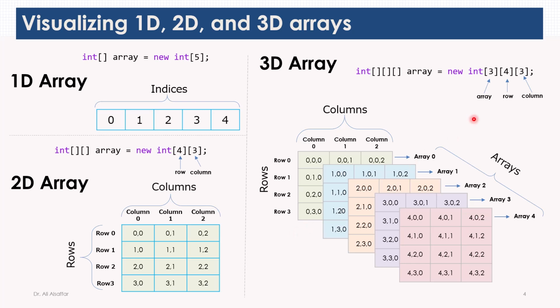Another way to visualize three-dimensional arrays is that the dimensions of the array are the dimensions of the x, y, and z coordinate system. The first dimension of the array is the value of the x-axis. The second dimension of the array is the value of the y-axis. And finally, the third dimension of the array represents the value of the z-axis.